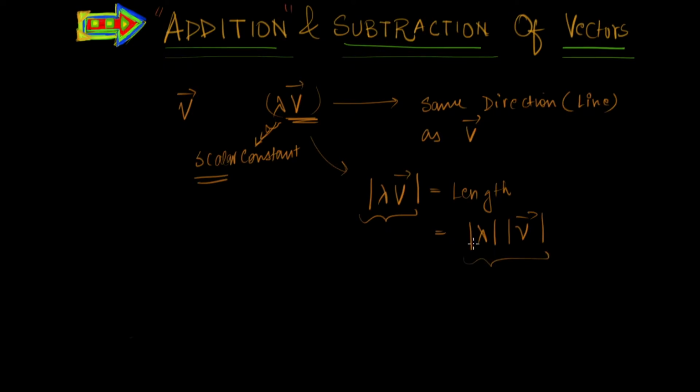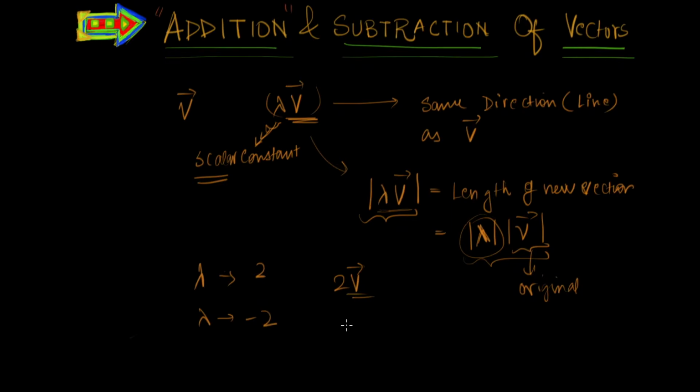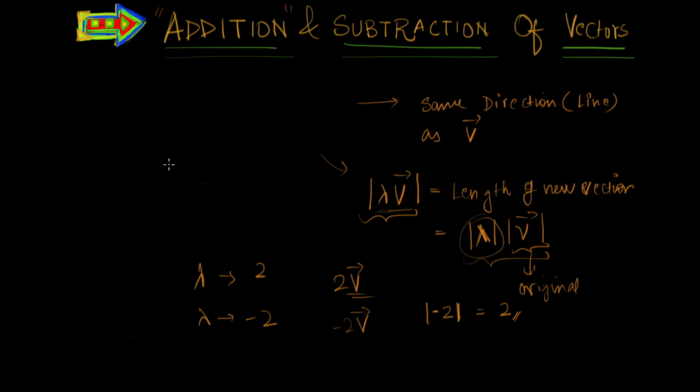So you can see here that if I want to figure out the length of the new vector, lambda times v, well, all I need to do is know the length of my original vector. And I need to multiply it by the modulus of lambda. Now, if lambda were, say, 2, then 2v would be twice as long. And if lambda were -2, -2v would still be twice as long, because the modulus of -2 is still 2. So this is how it's stated in many books.